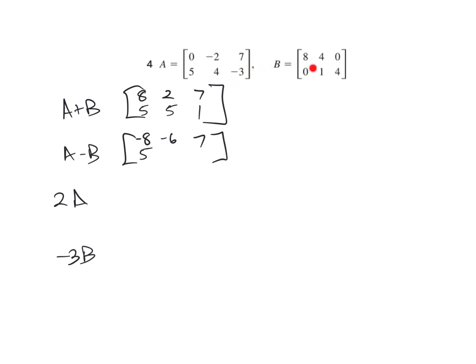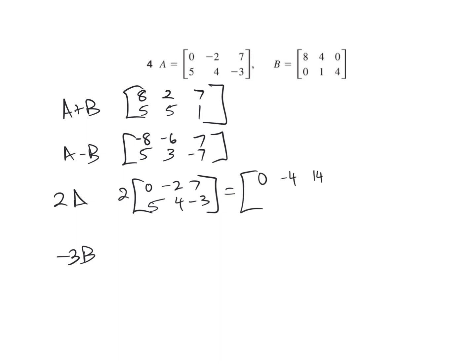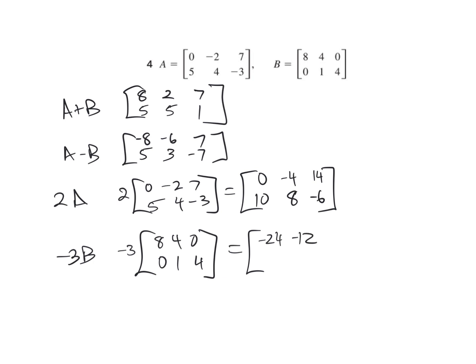And 4 minus 1 is 3. And negative 3 minus 4 is negative 7. Okay? Now 2 times A. So 2 times 0, negative 2, 7, 5, 4, and negative 3. What do we get? We get 0, negative 4, 14, 10, 8, and negative 6. And negative 3 times B, 8, 4, 0, 0, 1, 4. And we get negative 24, negative 12, 0, 0, negative 3, and negative 12.